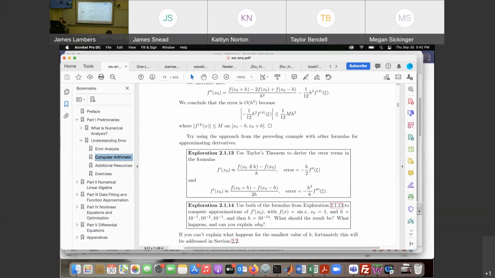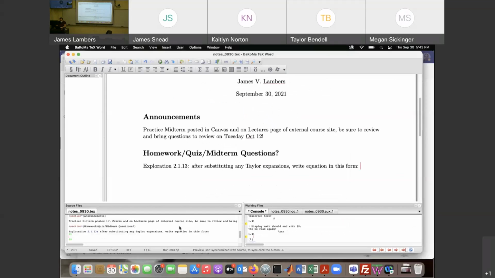Because what will happen is, after you substitute the Taylor expansions in, one of them here, two of them here, and start simplifying things, then f prime of x naught will appear. So you're just working with this expression and the Taylor expansion will naturally introduce f prime of x naught. You want f prime of x naught isolated on one side.